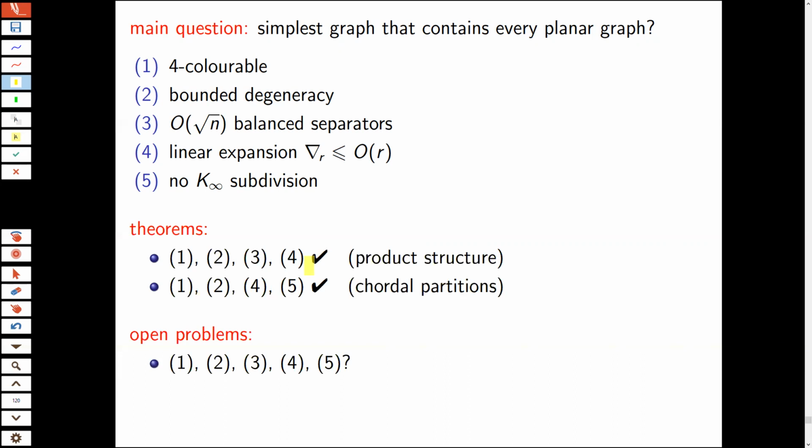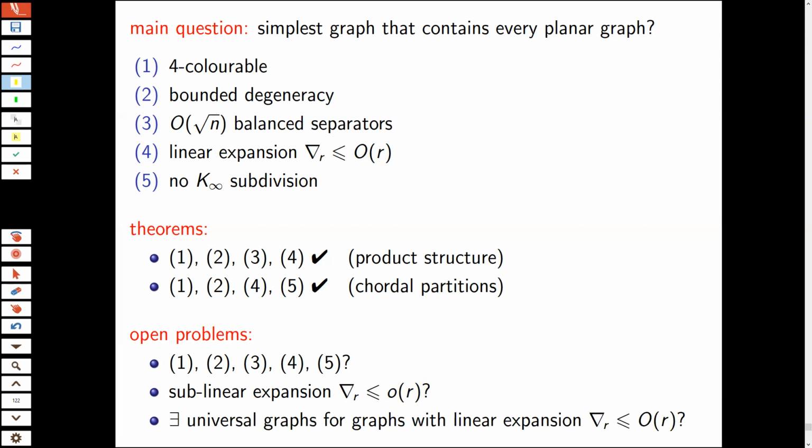And really, you can add your own favorite properties. Don't take it from me that these are the best properties. They're just my opinion. Maybe you've got other properties that you should look for in your universal graph. Another open problem is whether this linear term in the expansion can be improved to little o of r. I think that's quite a hard question. I have no idea.